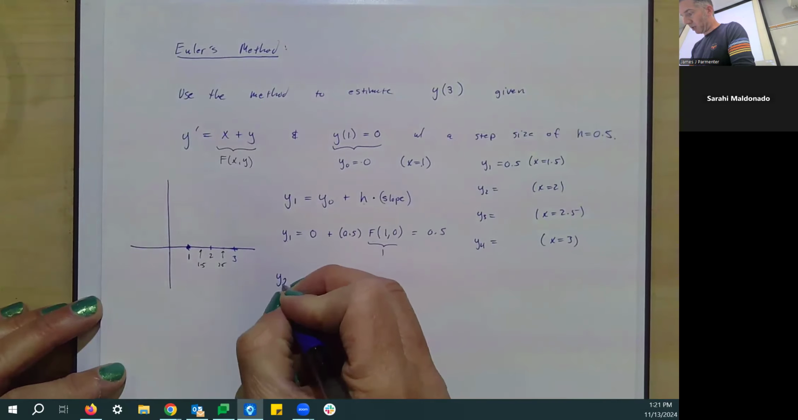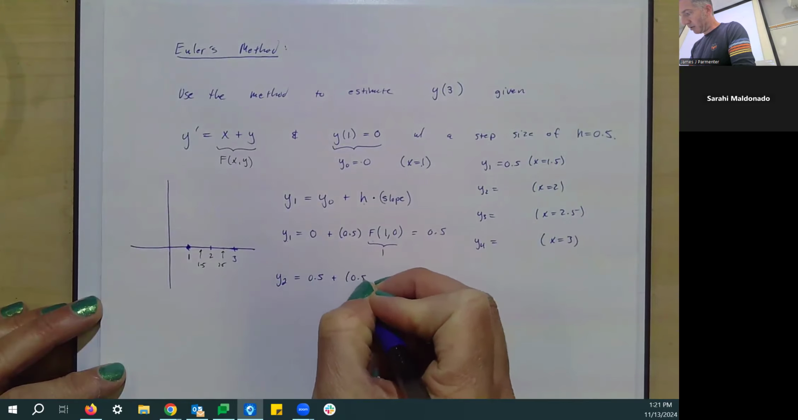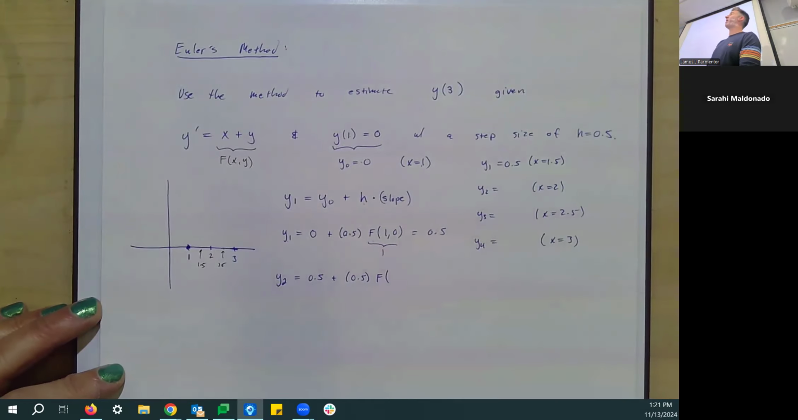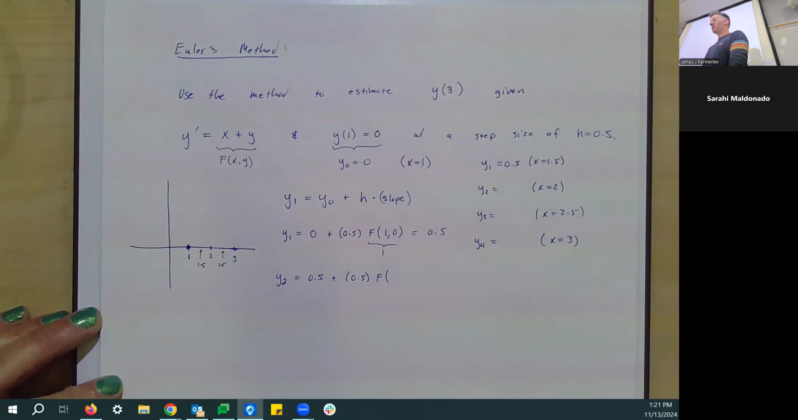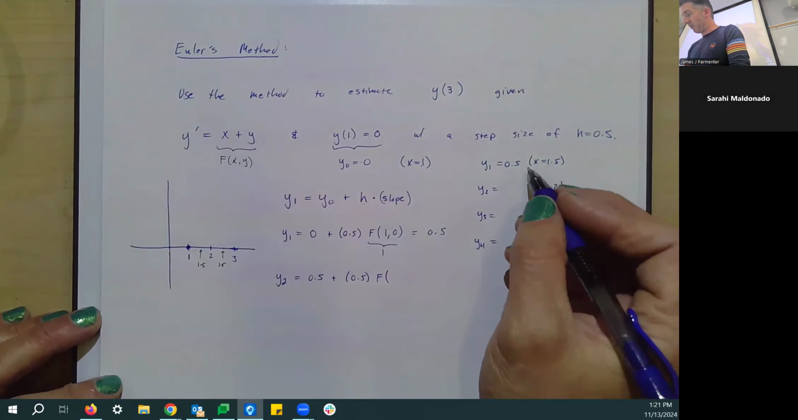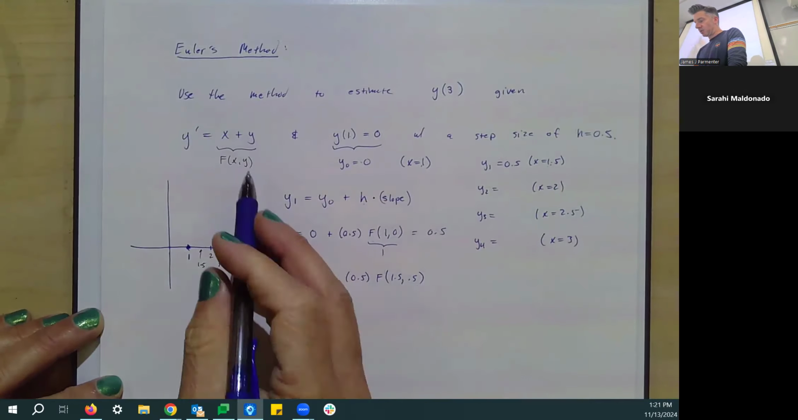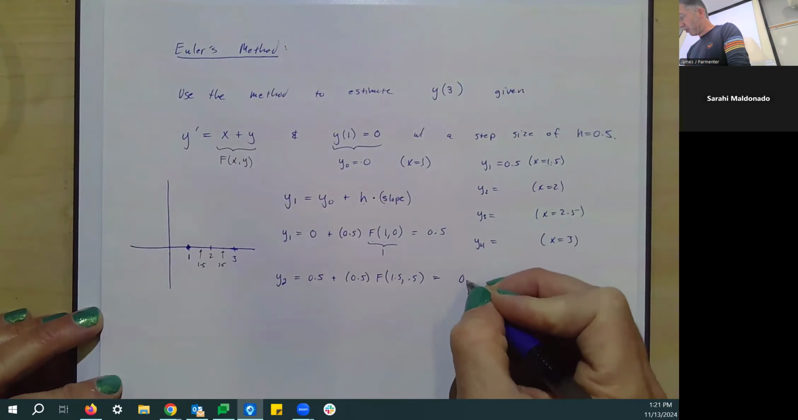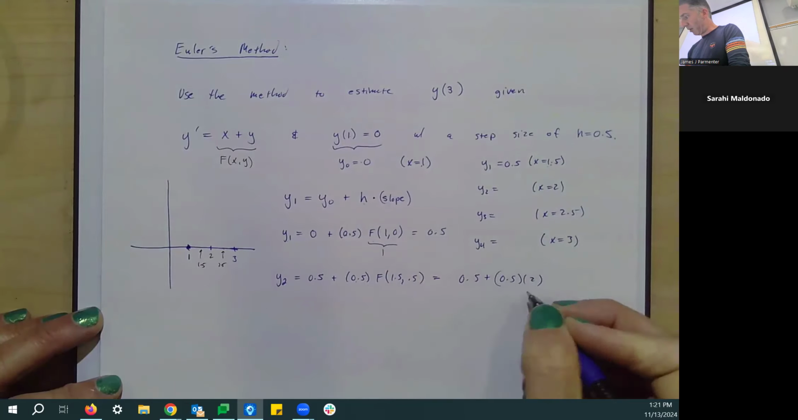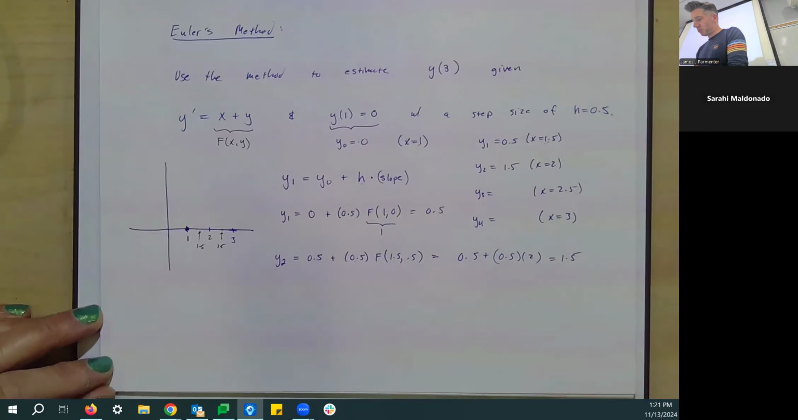So y sub 2 should be the previous y value plus my run times my new slope, which is going to be, I take it back immediately. It is good to record the x and the y value so that you know what you're plugging into your y prime, your differential equation, to get your next slope. So it's going to be f of 1.5 comma 0.5, which is going to be nice. We're just adding those together. So we're going to end up getting 0.5 plus 1/2 times 2. So that's going to be 1.5. Keep going.